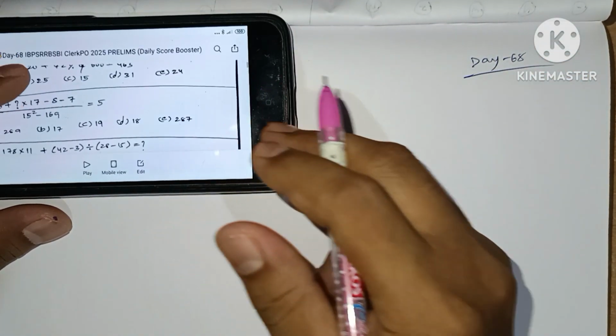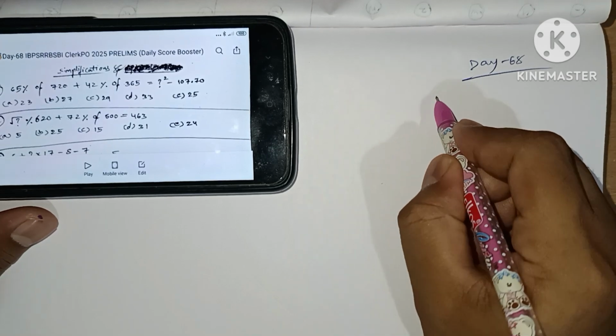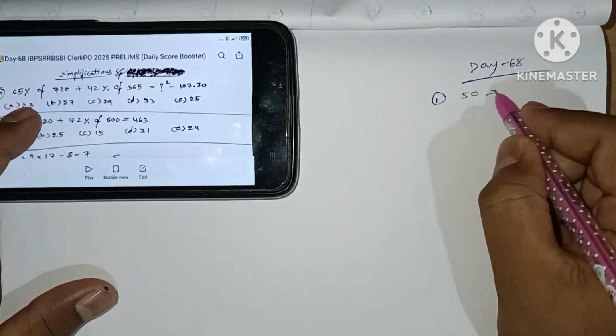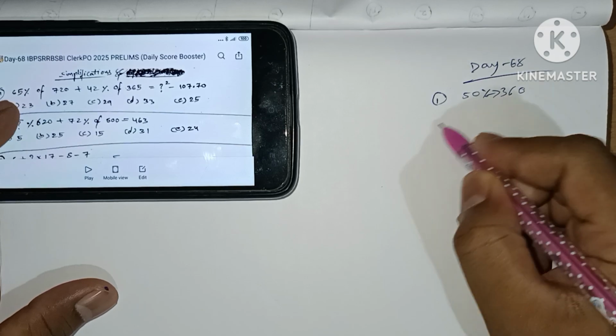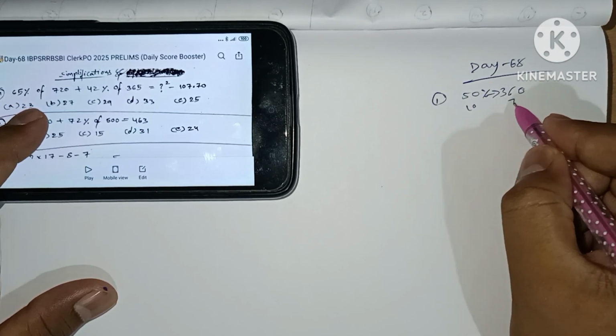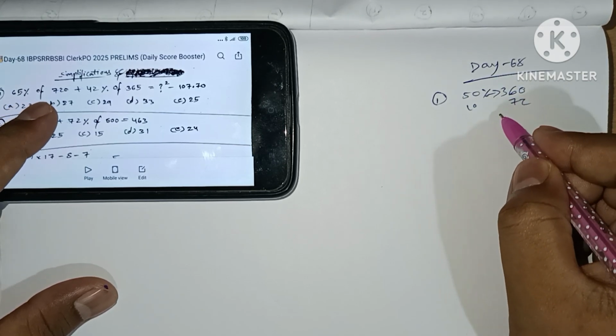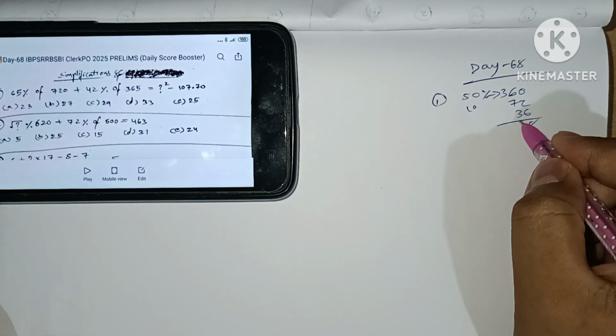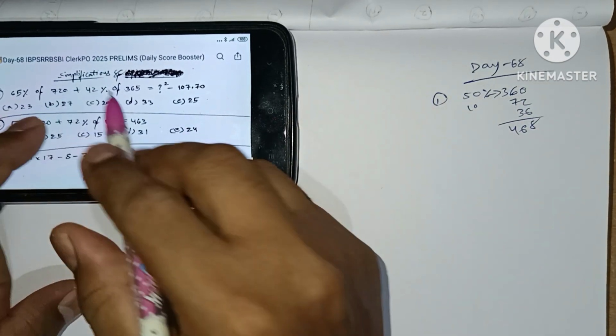Starting with the simplifications. First question is 65% of 720. I know 50% is 360, 10% is 72 and 5% is 36. This will be 468 for this one.